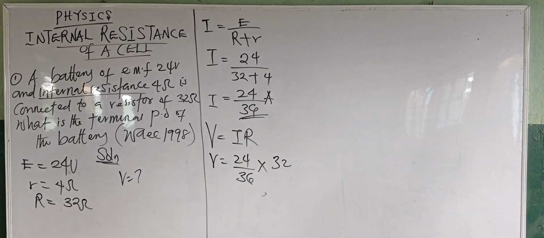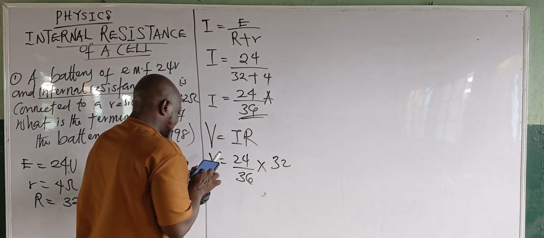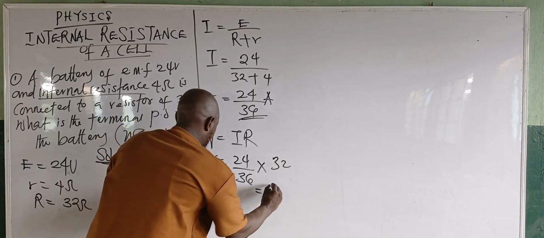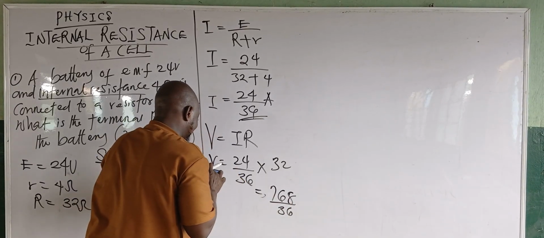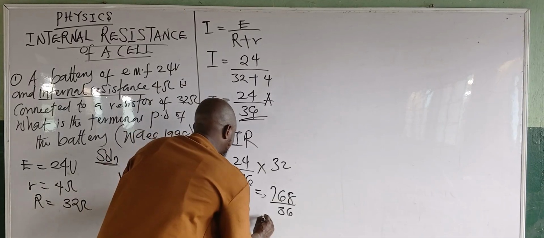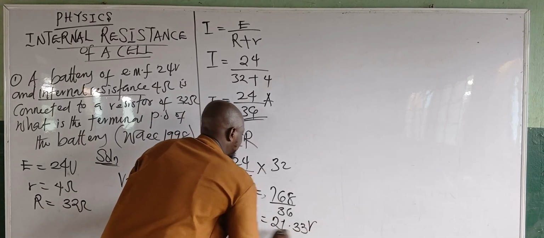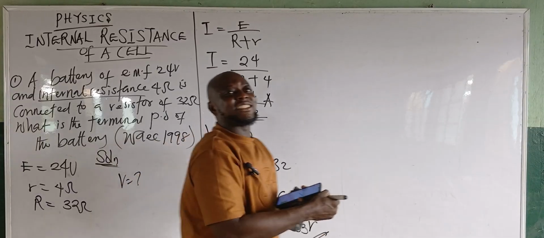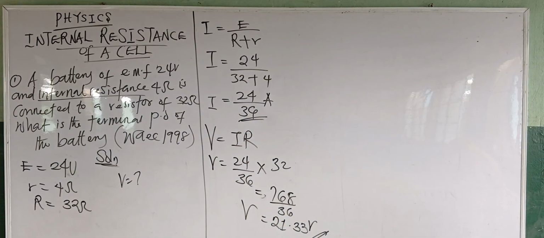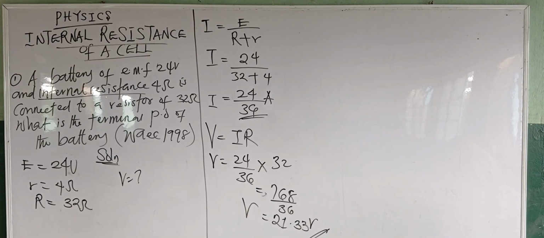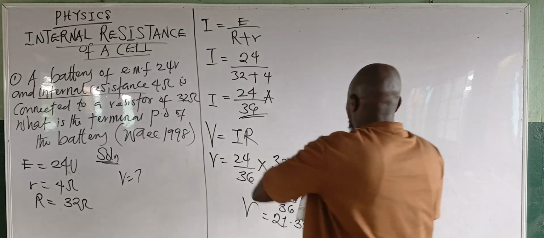So what do I know going further? I will multiply, so 24 times 32 here will give me 768, divided by 36. If I divide that by 36, I get 21.33 volts. So this becomes my potential difference going further. It's as simple as this.